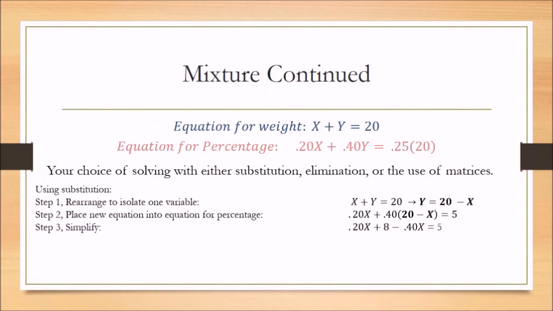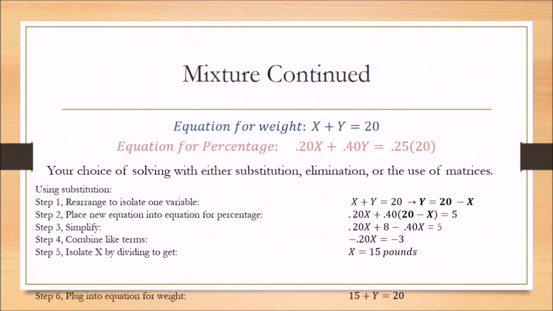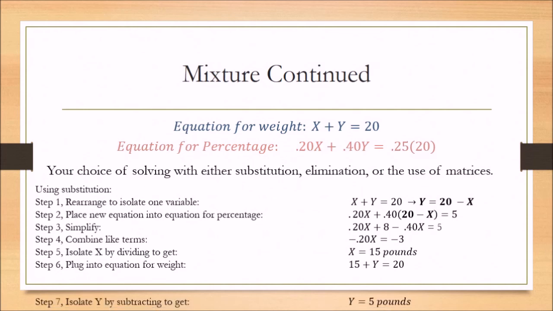And then we're going to distribute. So 0.40 times 20 is 8, and then 0.40 times x is 0.40x. And then we're going to combine our like terms, and then make sure that you subtract the 8 to the other side. And now divide by 0.20 to get x by itself, and hence you get 15 pounds. Now remember though to go and get the other variable as well. So take that, plug it into the equation for weight, and then you should get 5 pounds for y.